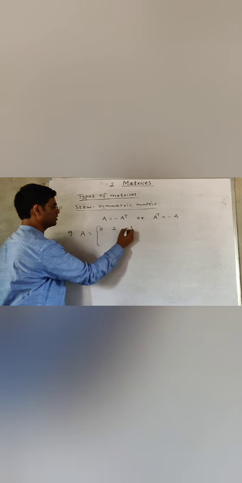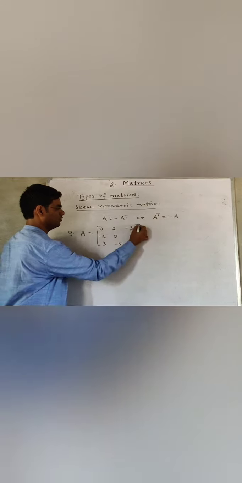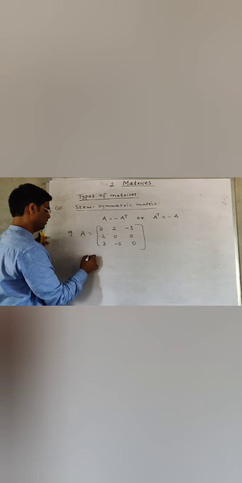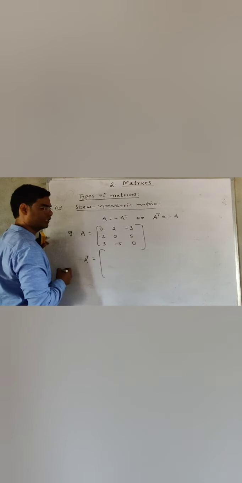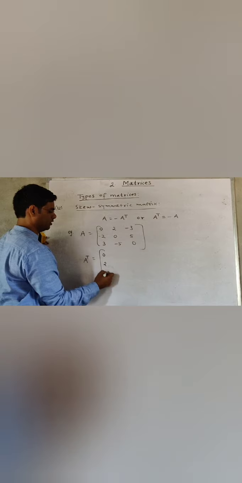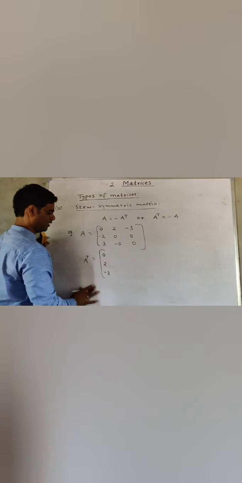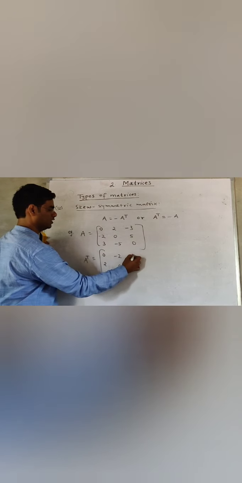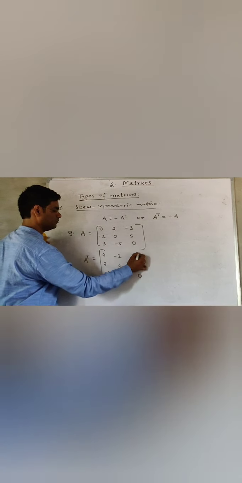A equals 0, 2, minus 3; minus 2, 0, 5; 3, minus 5, 0. Now find the transpose of this matrix A. What is the transpose? Interchanging rows and columns. The first row, 0, 2, minus 3, you write as the first column. Then minus 2, 0, 5, and 3, minus 5, 0.